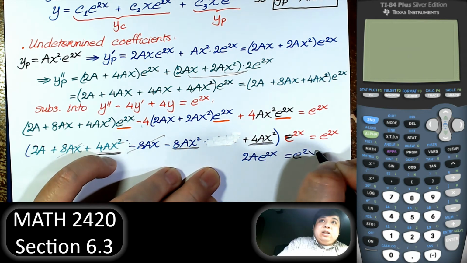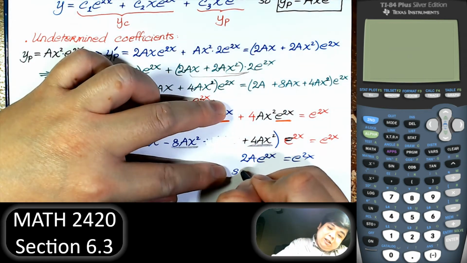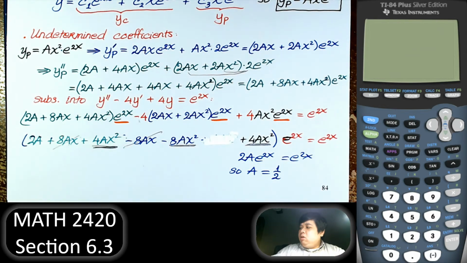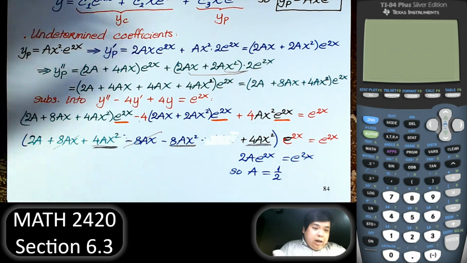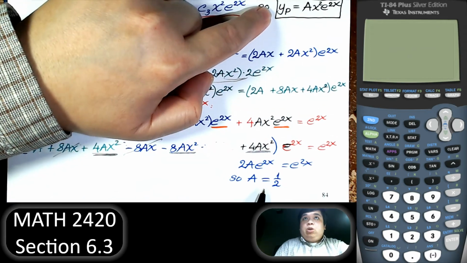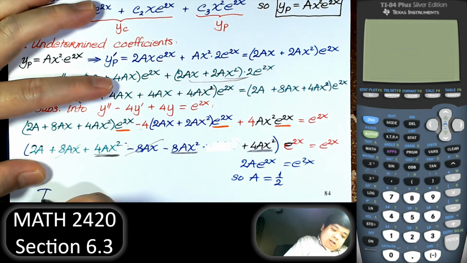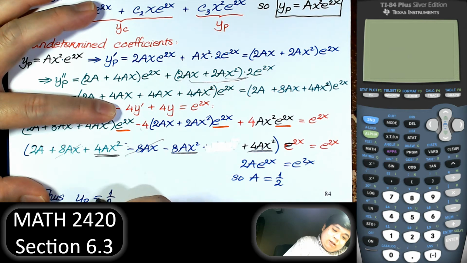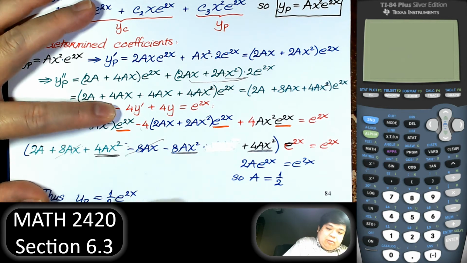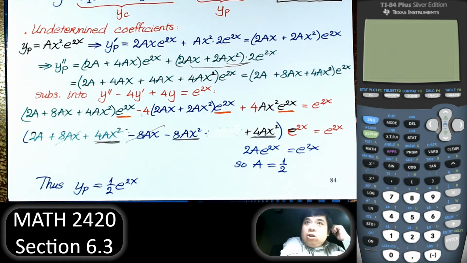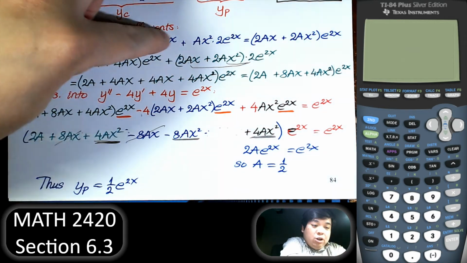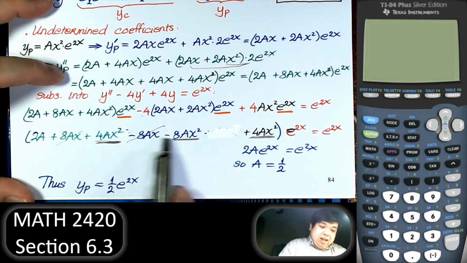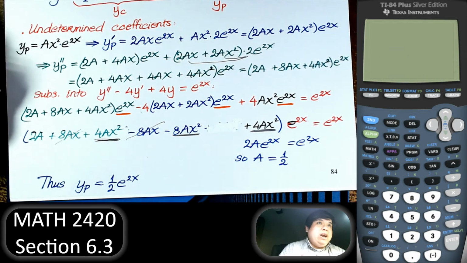equal to e to the 2x. So because of that, a is equal to 1/2. Right. So the particular solution is in that form. This particular solution will be 1/2 e to the 2x. Right. So in this case, it's only one coefficient to solve for, so that you know there will be a lot to simplify. And what we should have, because that cancels out everything, we just have a equal to 1/2.